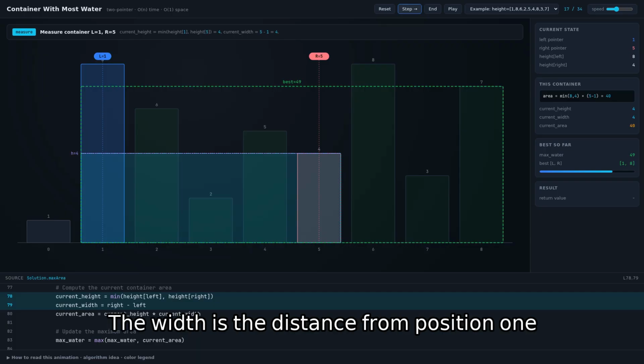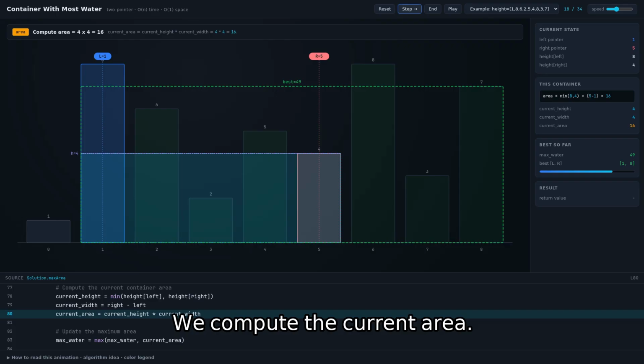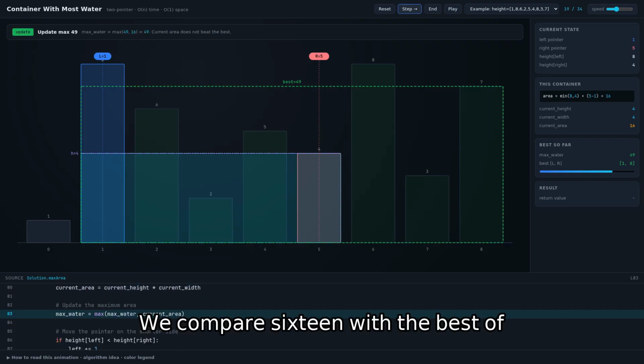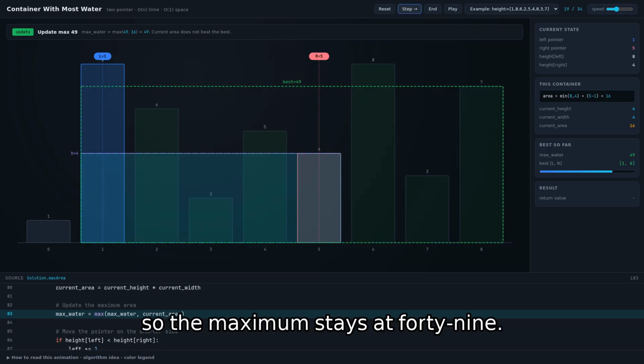The width is the distance from position 1 to position 5, which is 4. We compute the current area. 4 times 4 gives 16. We compare 16 with the best of 49. 16 does not beat it, so the maximum stays at 49.